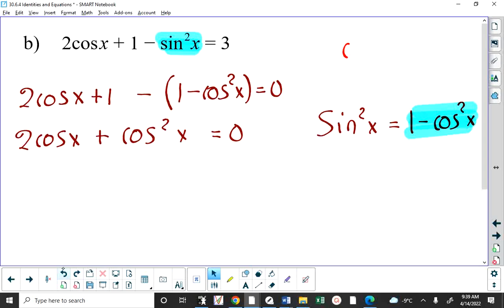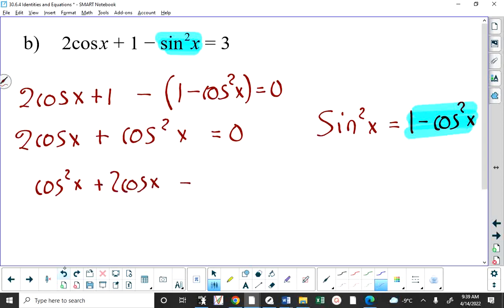Anyway, we're left with this equation. I'm just going to rewrite it as cos squared of x plus 2 cos of x equals 0. And then we can factor it and solve each factor. Oh, thank you very much. This is not equal to 0. Thank you, Reagan. It's equal to 3. Well, the mistake I just made there is a pretty common one that you want to try to avoid.